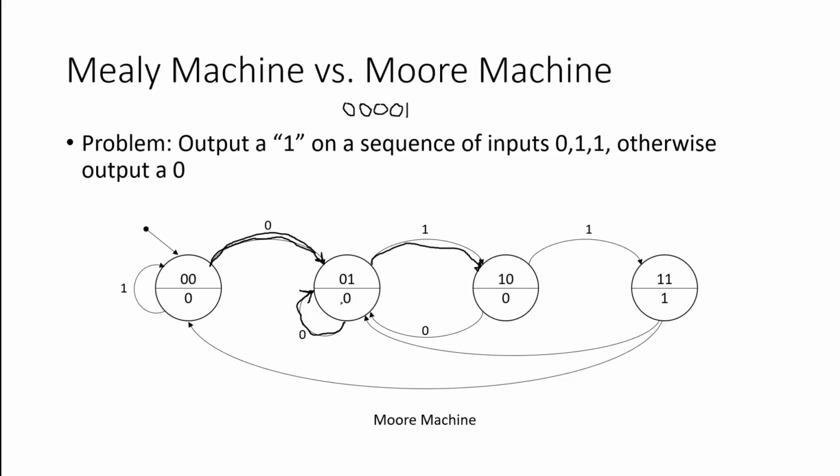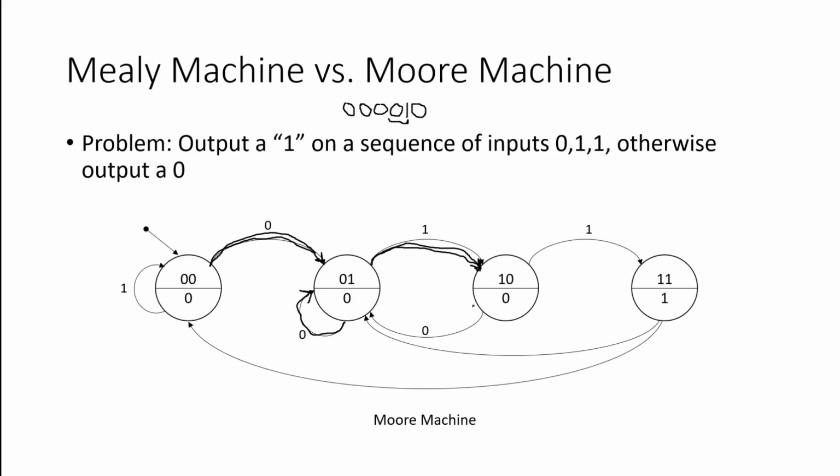Let's just say I receive my first 1 here. That allows me to transition to this third state here. But I have not yet received 0, 1, 1. I only received 0 and 1, so I can't output a high yet. What happens if I receive a next 0 again? Well, I can't transition forward to the next state.